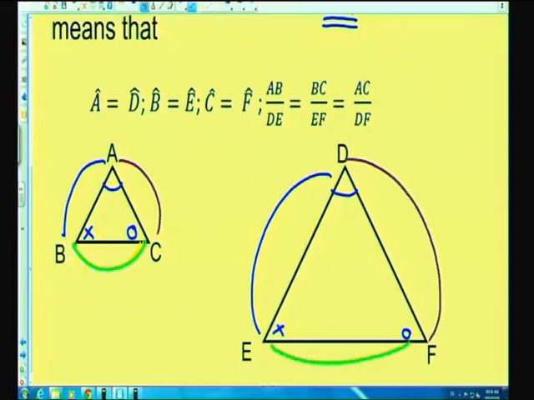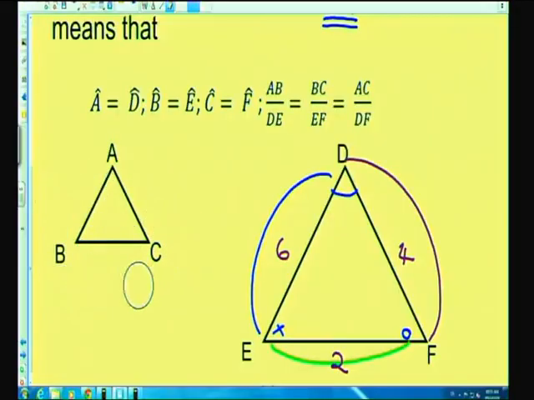So for example, if this was 3 and this was 6, and this was 2, what did I do here? Well, 3 to 6 is in the ratio 1 is to 2, so this would have to be 4 to get the same ratio. And over here, if this was 1, this would have to be 2, because this one is double the size of this one. It needn't be double, it could be treble, whatever you want. It's not important. Okay, so that is what the theorem is saying.